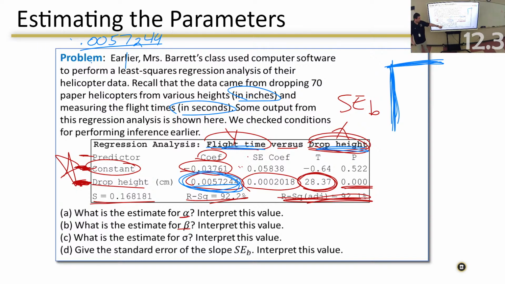What's the estimate for sigma? Interpret this value. I'm not too worried about that. Give the standard error of the slope, which is this one right here. There's the standard error of the slope. This all goes with slope.